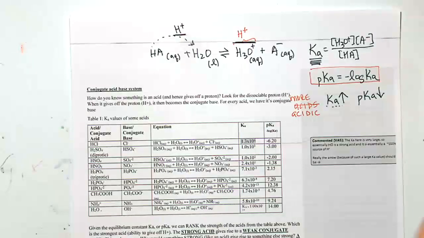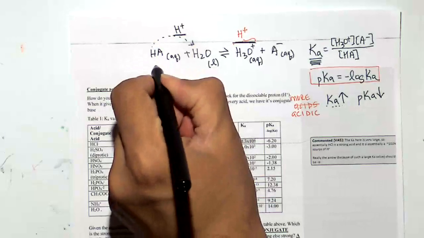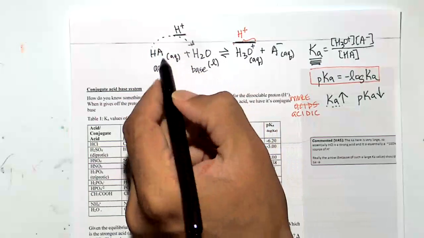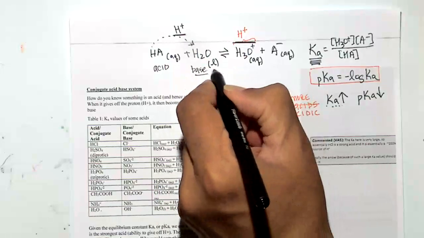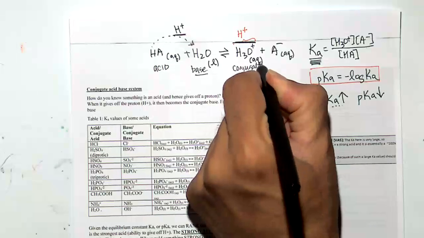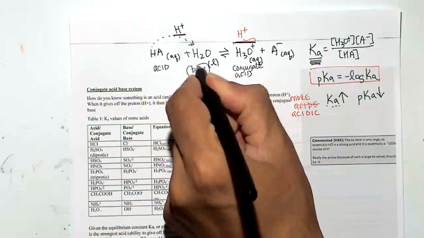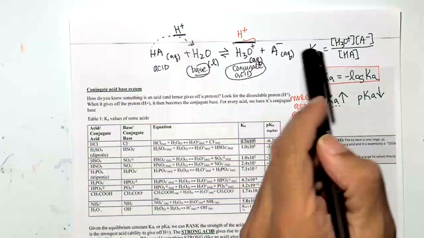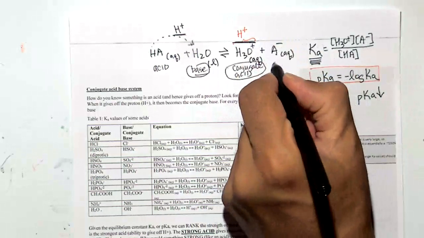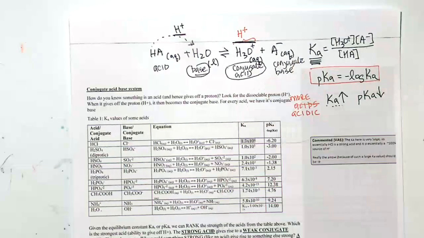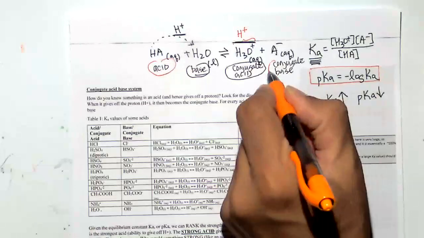Okay, we also can do the same thing to a base. But before we do that, just remember here, this is the acid. Here, water is acting as the base. And this base is paired up to this conjugate acid. So these two are a couple. And this acid's conjugate base is this guy, A-. So HA and A- are a couple.